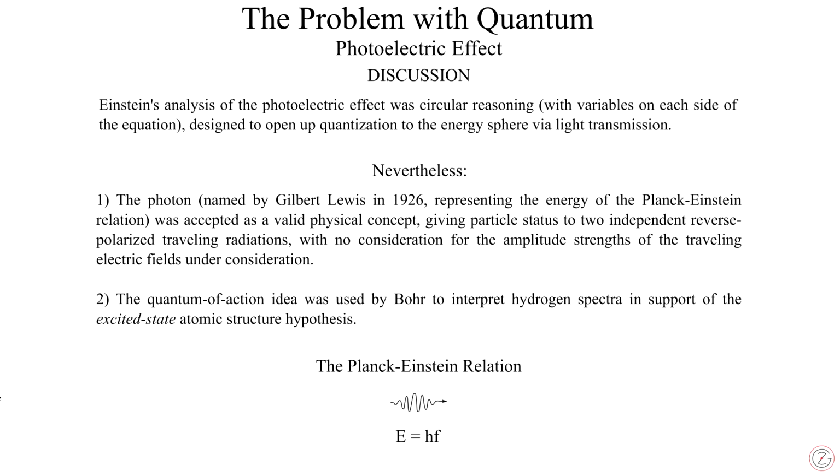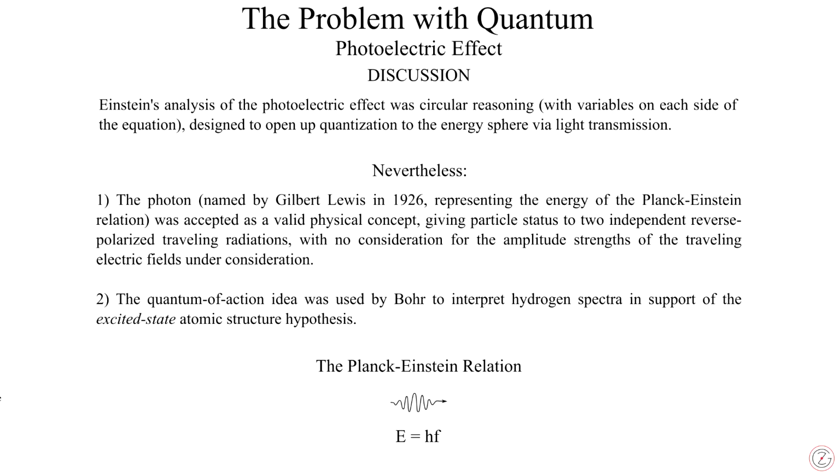Ultimately, Einstein's analysis of the photoelectric effect was a logical loop with variables on each side of the equation, designed to open up quantization to the energy sphere via light transmission. Extraordinary assumptions were made in the photoelectric effect, which led to the definition of an energy packet based solely on the frequency of light.